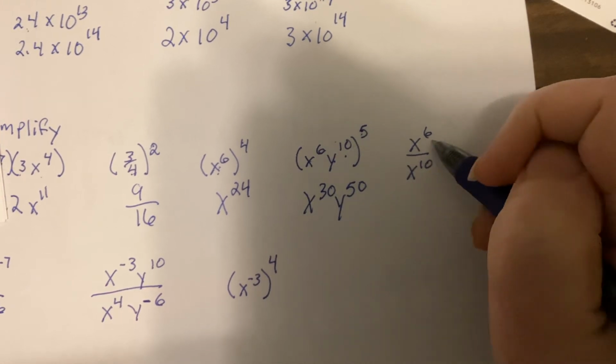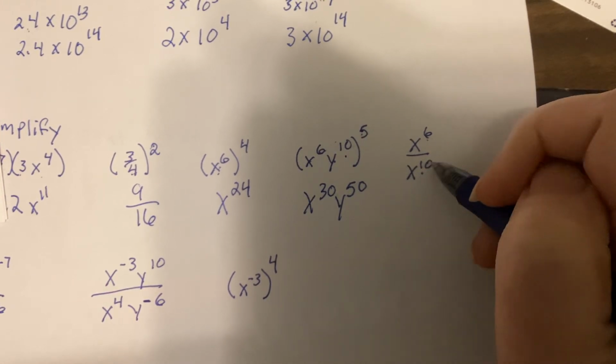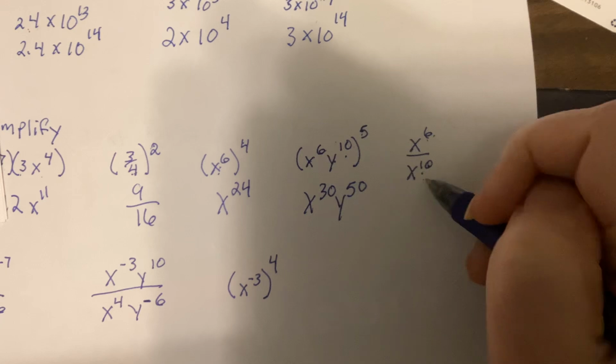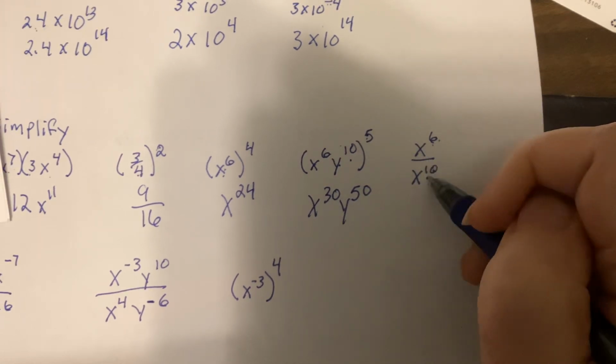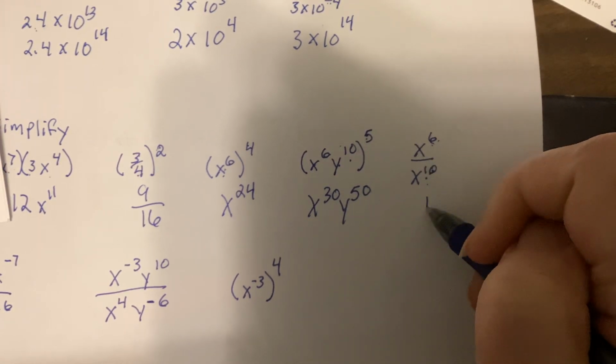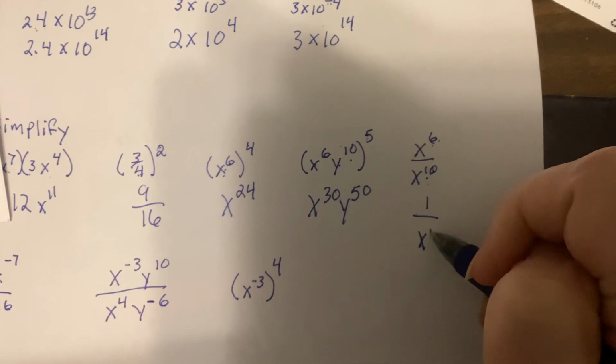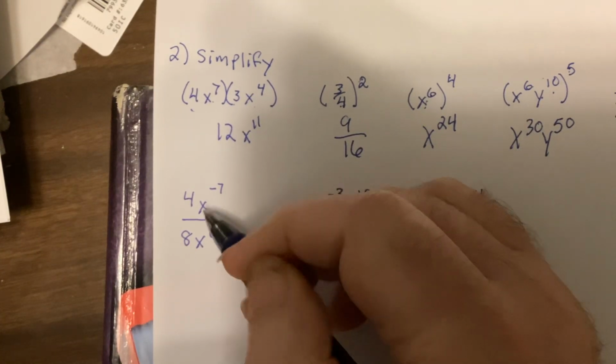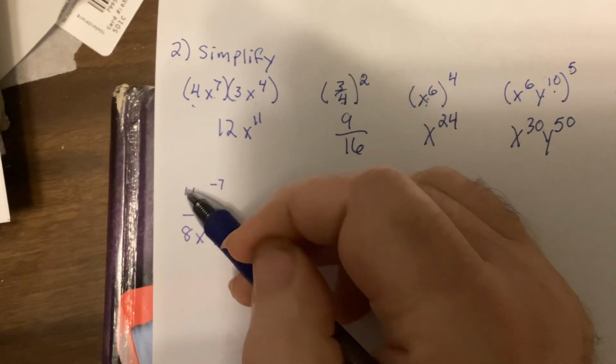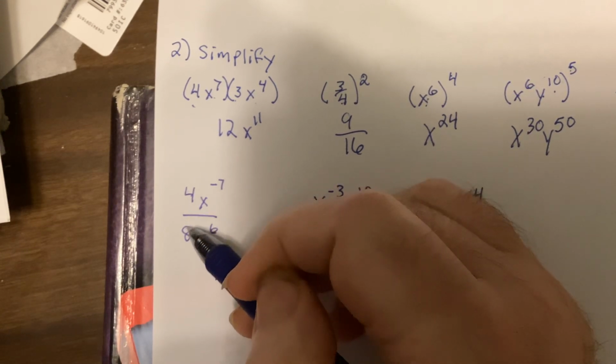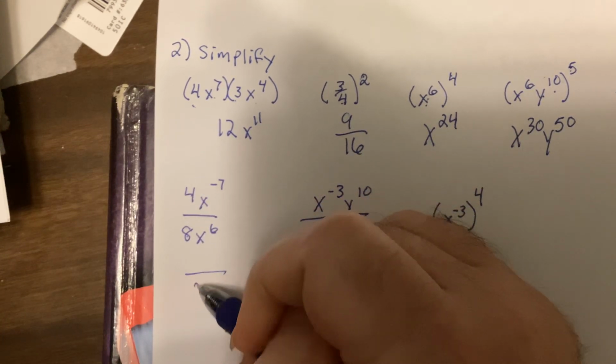And then when I divide two things with the same base, you subtract the powers and keep it where the larger power was. So it'd be 10 minus 6 is 4, and it would be in the denominator. So reduce when you have coefficients. 4 goes into 8 2 times.